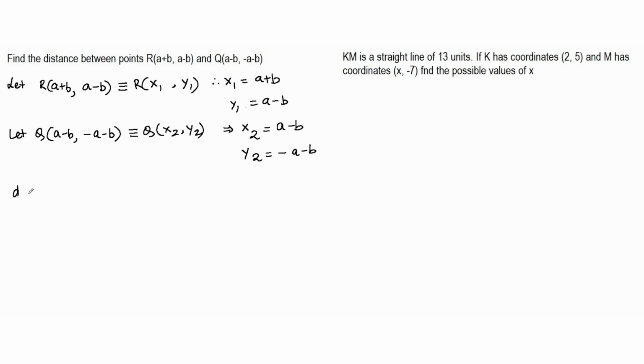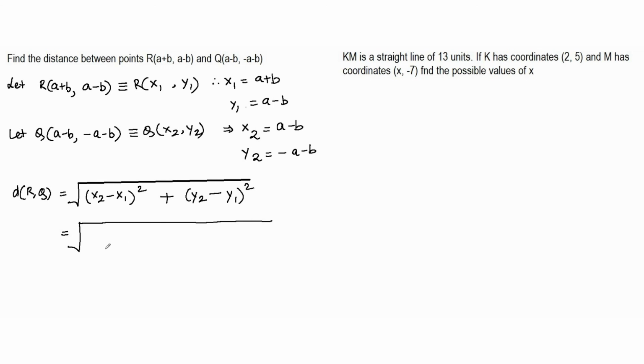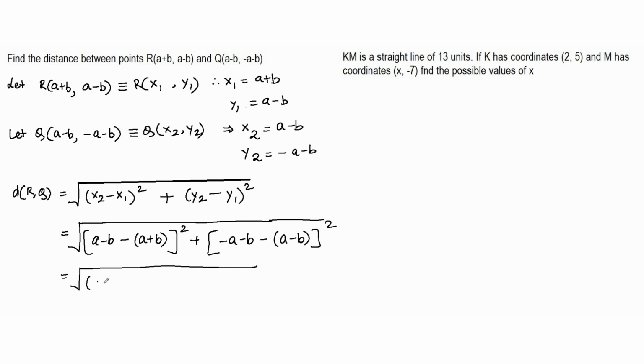Now we know that the distance between the points R and Q is given by under root of x2 minus x1 the whole square plus y2 minus y1 the whole square, and this is therefore equal to square root of, now x2 is A minus B minus x1 is A plus B the whole square, plus y2 is minus A minus B minus y1 is A minus B the whole square, and therefore this is equal to under root of, now if you evaluate, this is A minus B minus A minus B the whole square.